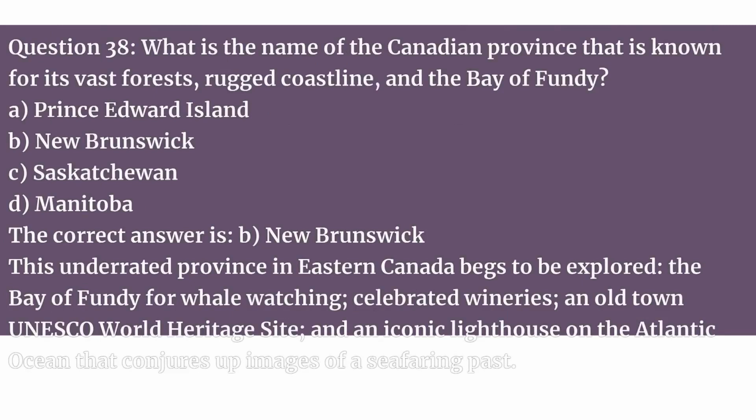Question 38. What is the name of the Canadian province that is known for its vast forests, rugged coastline, and the Bay of Fundy? A. Prince Edward Island. B. New Brunswick, C. Saskatchewan, D. Manitoba. The correct answer is B. New Brunswick. This underrated province in eastern Canada begs to be explored. The Bay of Fundy for whale watching, celebrated wineries, an old town UNESCO World Heritage Site, and an iconic lighthouse on the Atlantic Ocean that conjures up images of a seafaring past.